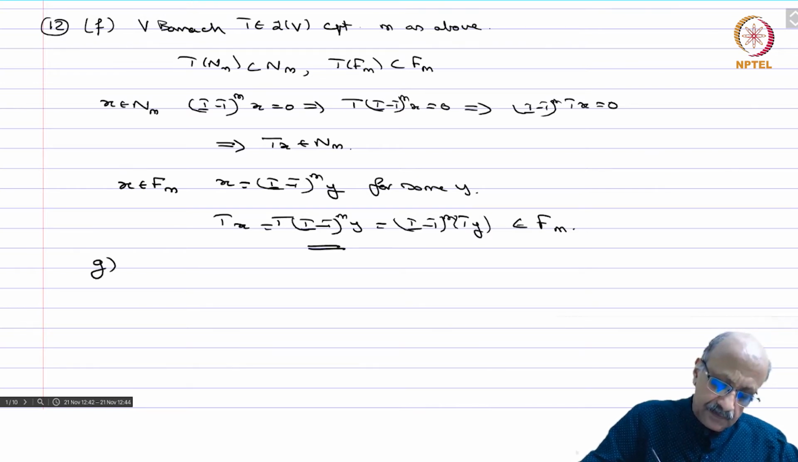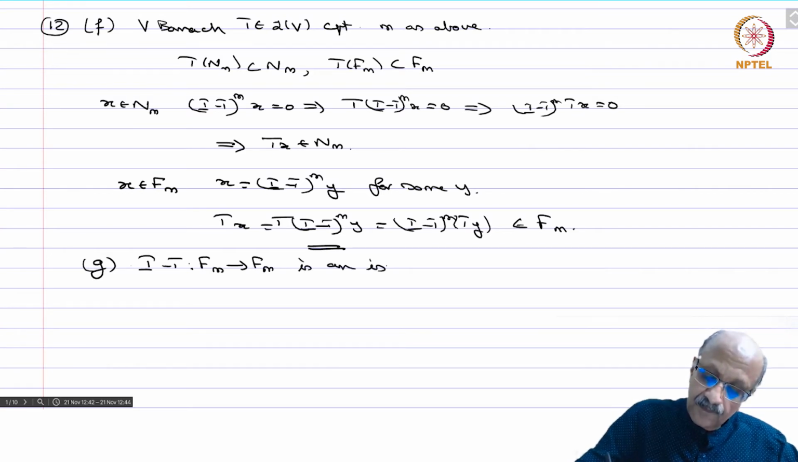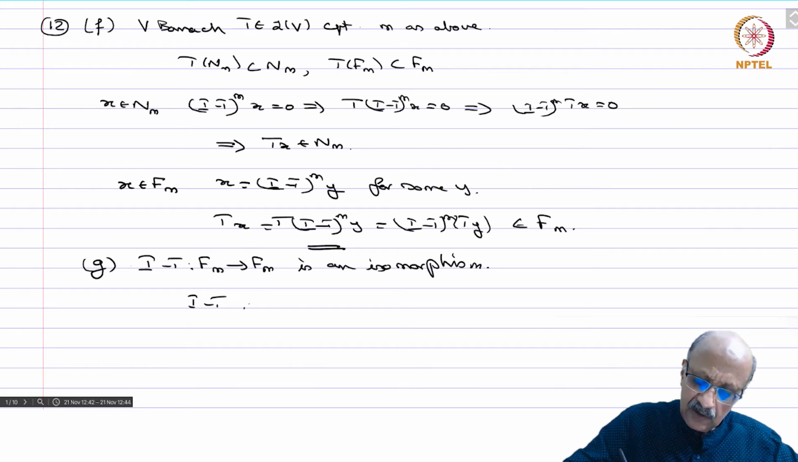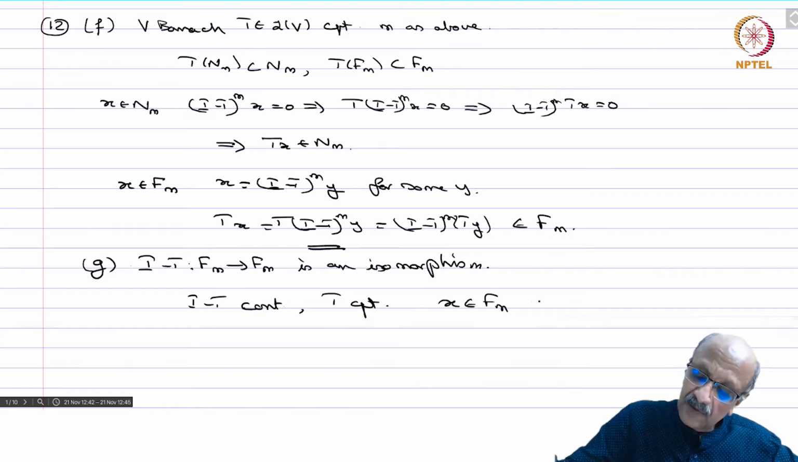Now G. I minus T therefore maps F_M to F_M, and is an isomorphism. So I minus T is continuous, T is compact. Okay, because we are in a closed subspace, nothing has changed, and therefore let us assume, so x belongs to F_M means x equals (I minus T)^M times y for some y.